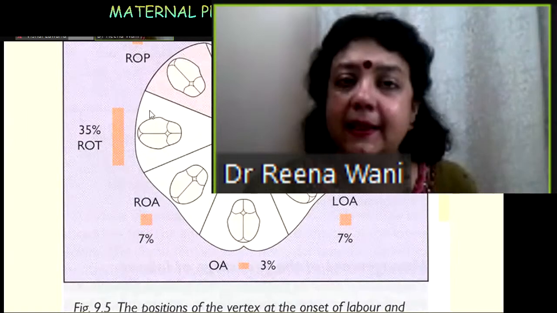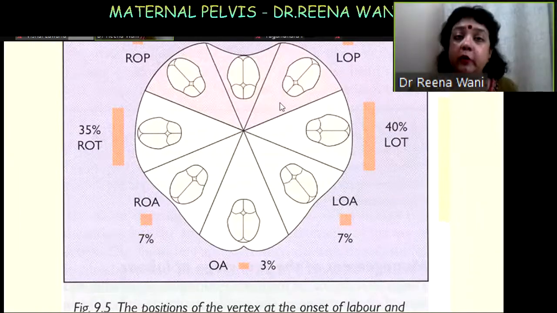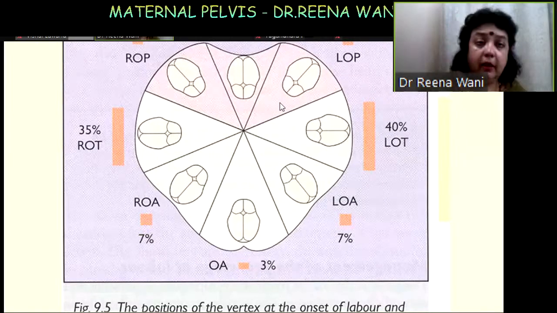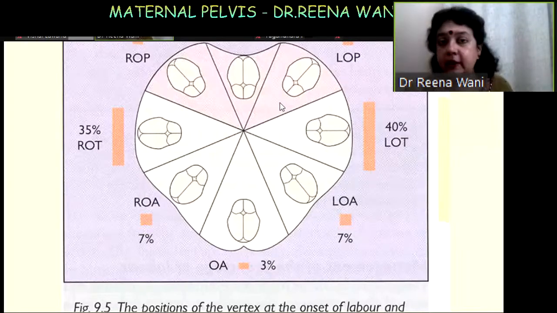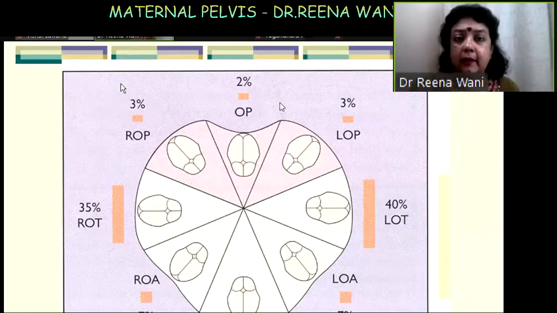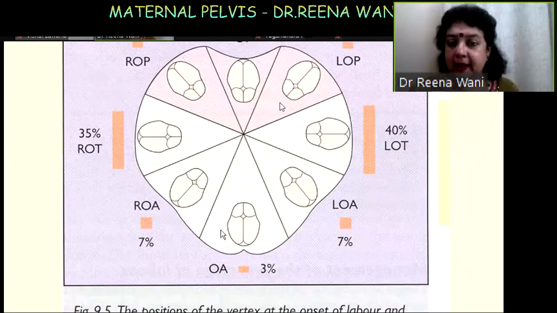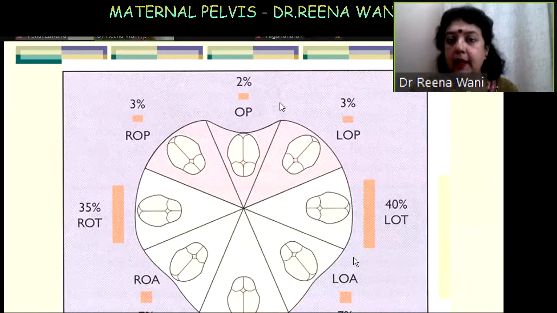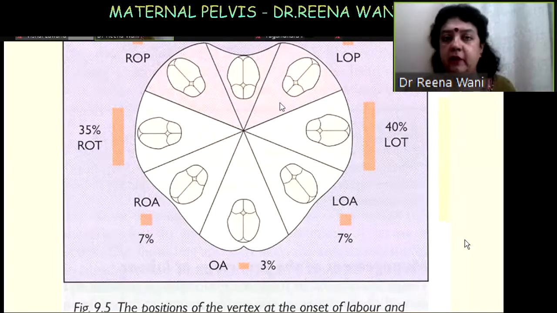Now this is a diagram, and when you're looking at a diagram, you have to be clear: are you looking at it from below upwards or from above? So students, if you look at it, you can see there is a little bulge showing inwards. This is what they're trying to represent as the sacrum. So this is anterior, this is posterior, and this is left and this is right. This is showing various possible positions of the fetal head.